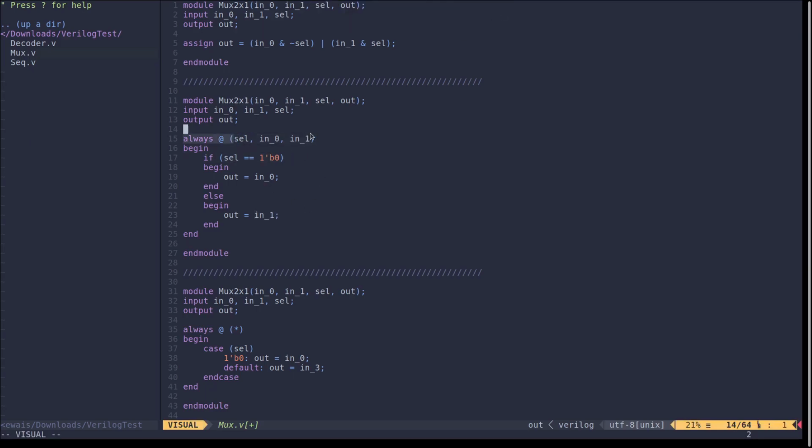Now, what is this? This is called the sensitivity list, and it's basically the trigger at which you would expect this hardware to function. The trigger at which you would expect your circuit to actually do the behavior. And for combinational circuits, you usually want this to be all the inputs.